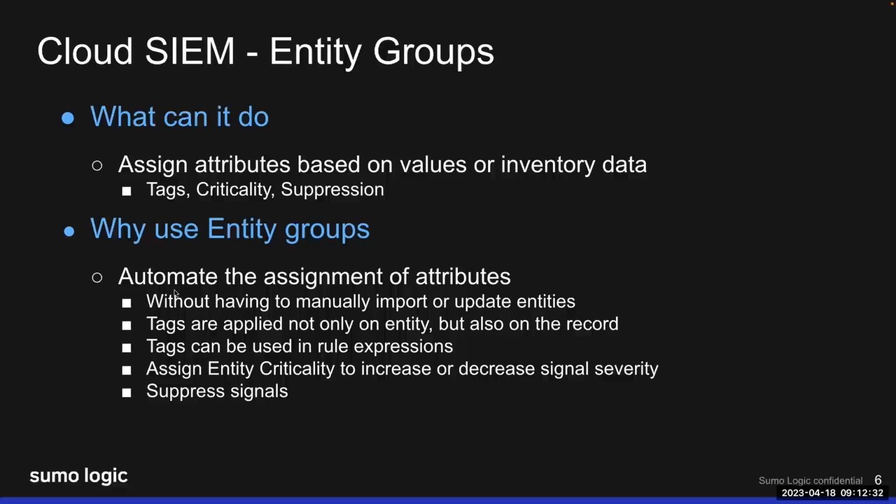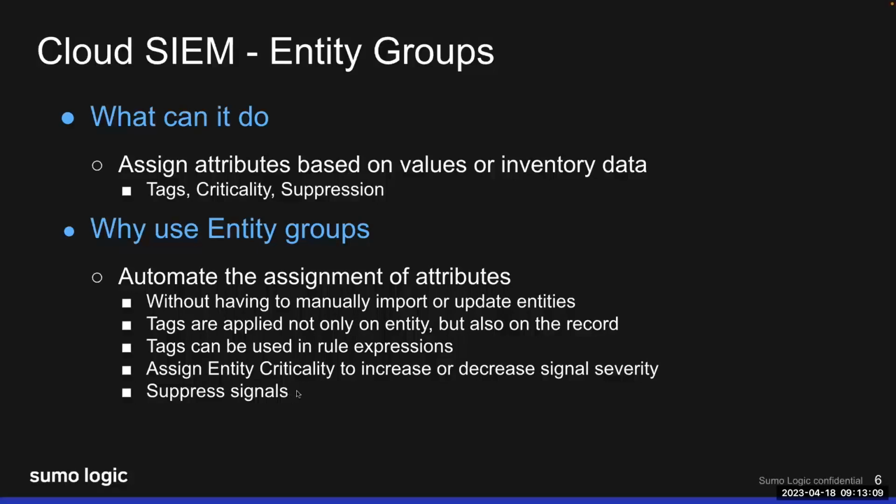So the automation aspect is, again, we can apply these tags based on predefined conditions. And then not only can we assign it to the entity itself, but as I mentioned earlier, that information, especially from the tags perspective, is now pushed to the record level, which we can then leverage in our rules. So we may want to actually build a rule that is specific to a tag that we predefine. So going forward, we can actually then only generate signals based on that value itself.